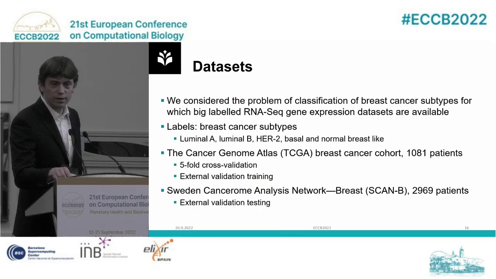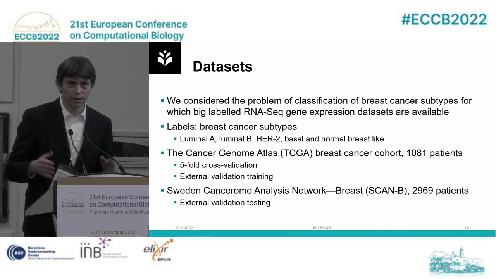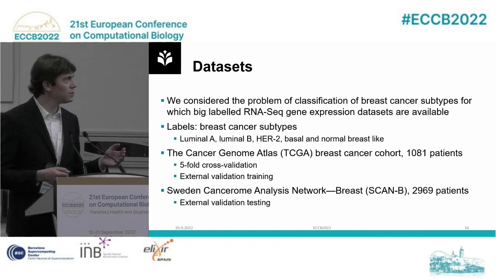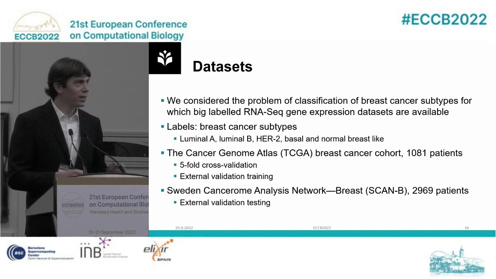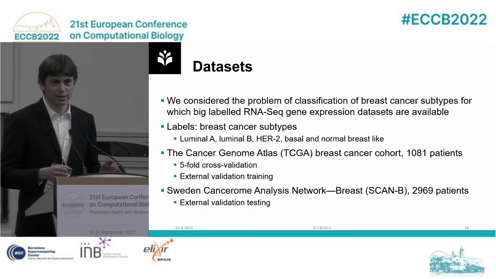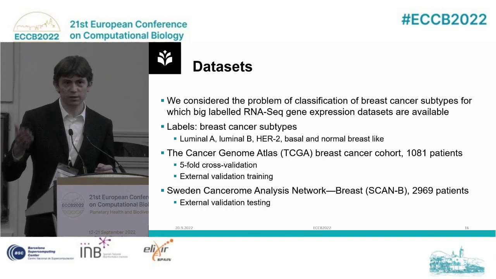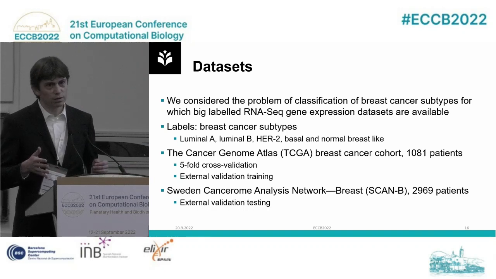The datasets that we used to validate the new algorithms are the TCGA, that is a dataset about breast cancer data. We are trying to predict the subtypes of the breast cancer. The TCGA was used for doing a five-fold cross-validation and also in the external validation as a training set. While we used the ScanB, that is another, similar dataset about breast cancer, but totally different, with data collected from other laboratories. We used that just for the testing phase of the external validation.